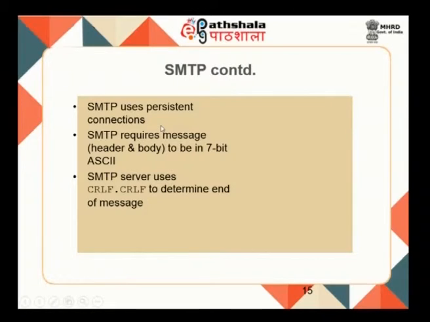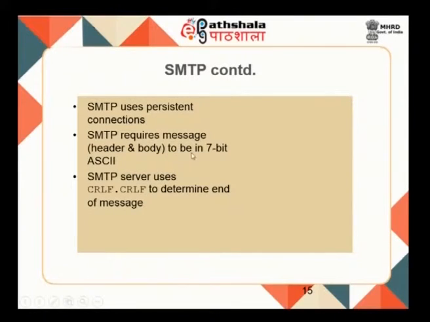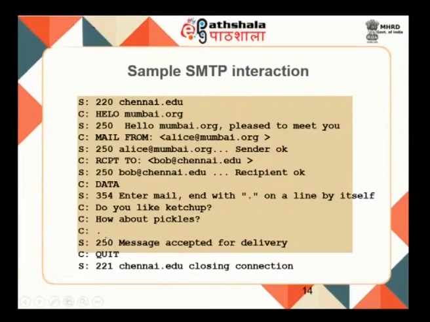If you look at how these different messages are sent, SMTP uses persistent connections, which means that once the connection has been established, all these messages are sent along that same connection, and everything is in 7-bit ASCII. So, the entire message, including the header and the body, is readable. How does the server know that you have come to the end of the message? It is a single dot on a single line.